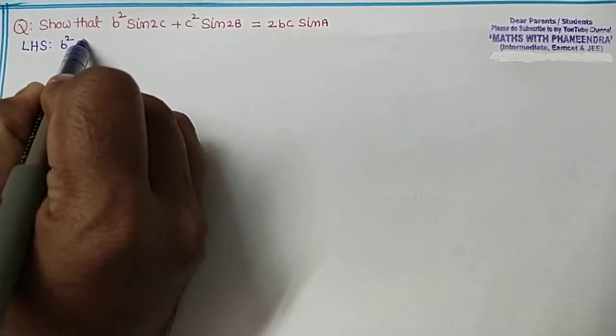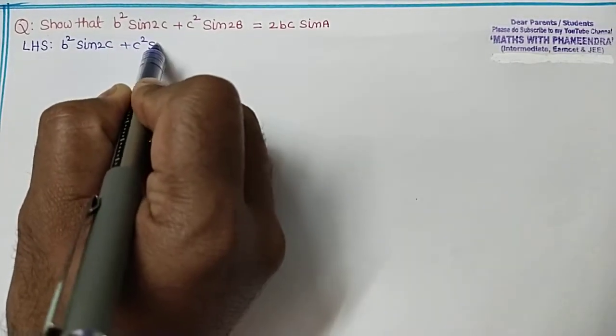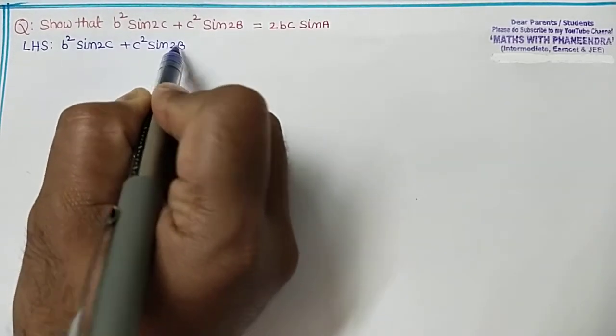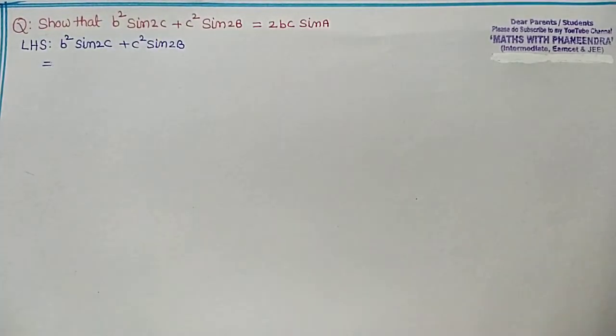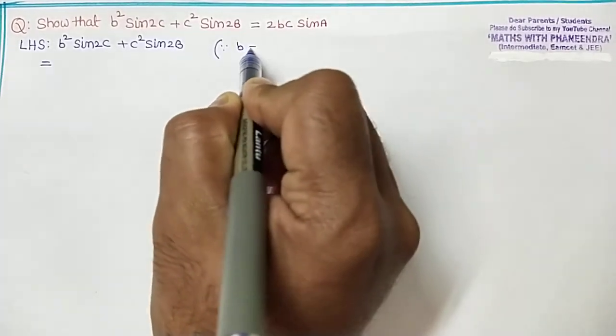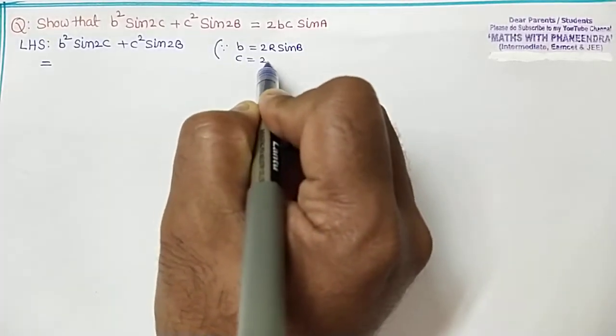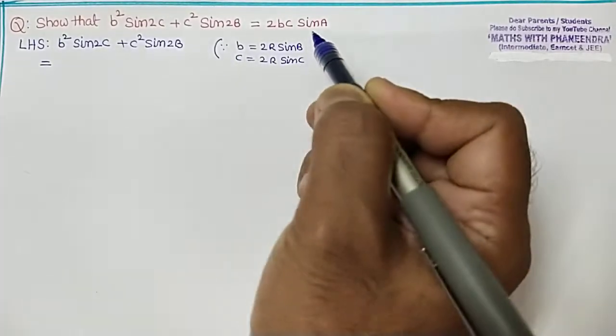b square sin 2c plus c square sin 2b equals, from sine rule, b equal to 2R sin B and c equal to 2R sin C. So now by using sine rule we have small b equal to 2R sin B, small c equal to 2R sin C from sine rule.